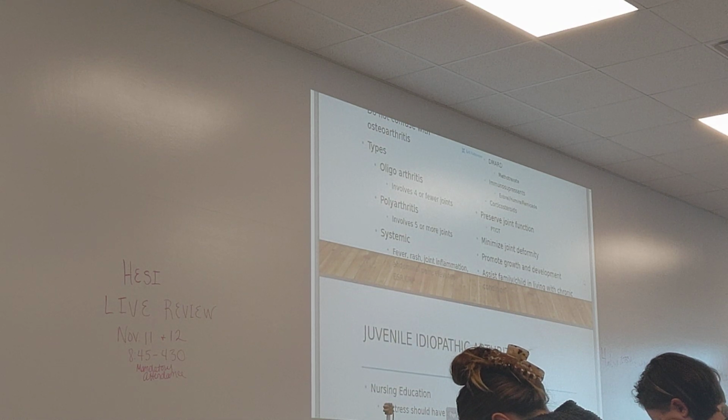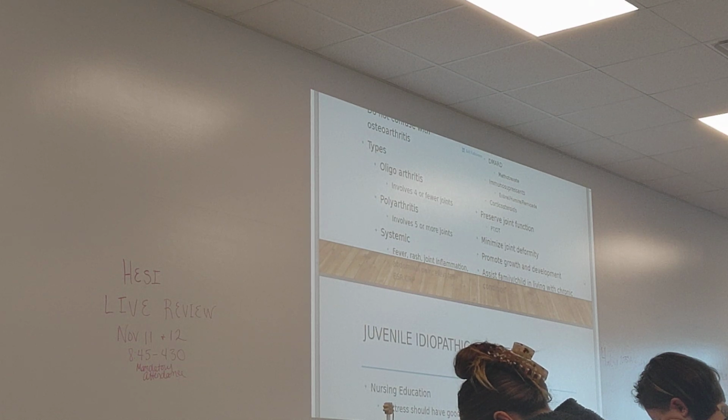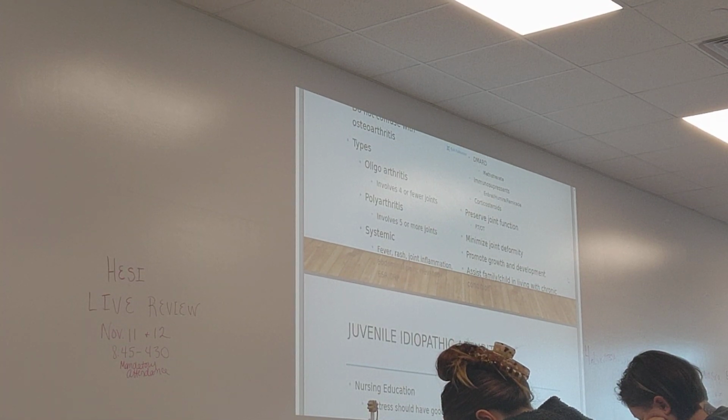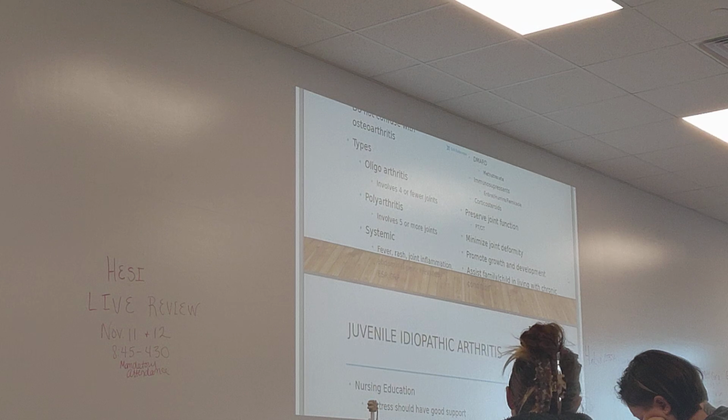PT and OT minimize joint deformity. They may be wearing splints, wrist splints at night, ankle splints to keep them aligned. Okay, so we're going to do all that. Would we apply warm or ice on these kids' joints? Warm. Yes, good. Warm is going to help with pain control and it's going to increase blood supply to the area. So when you think arthritis, think warm, not cold.